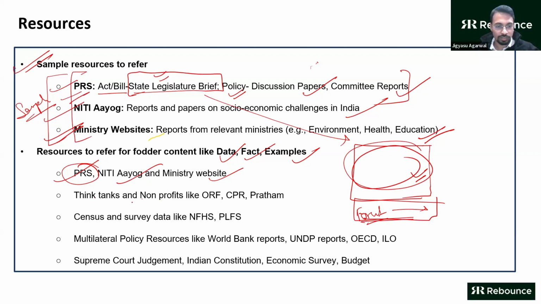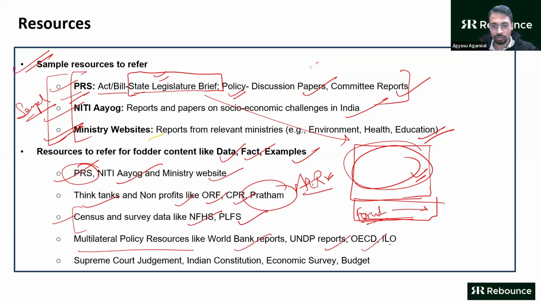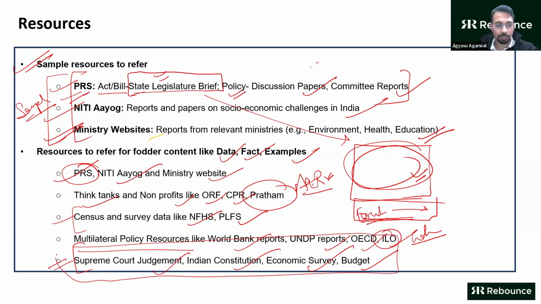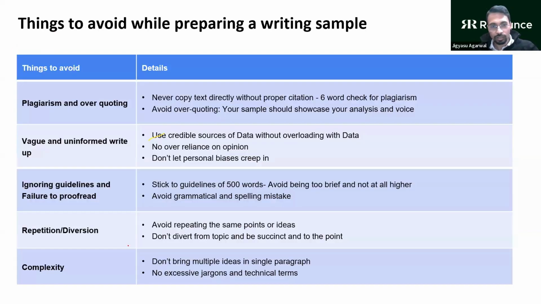So PRS, Niti Aayog, ministry websites, then think tanks and non-profits like Observer Research Foundation, CPR, Pratham, which releases ASER, the Annual Status of Education Report. If you are doing something in education, very relevant. Census and survey data like the National Family Health Survey, PLFS, and multilateral policy resources like World Bank reports, UNDP reports, OECD, ILO. If you are doing something on labor, the ILO reports will be very useful. And very importantly, you can always pick up Supreme Court judgments, the Indian Constitution, the Economic Survey, the Budget. If you have prepared for civil services, you are already very good with all this stuff. You can certainly pick data from all these sources. I hope everything is clear till now.